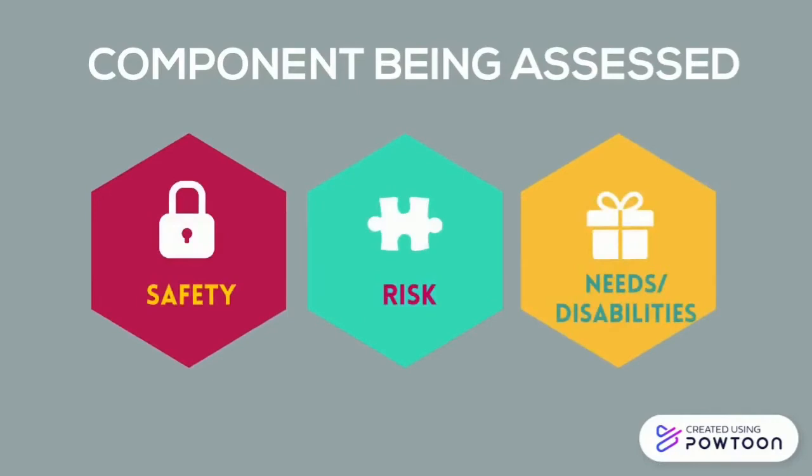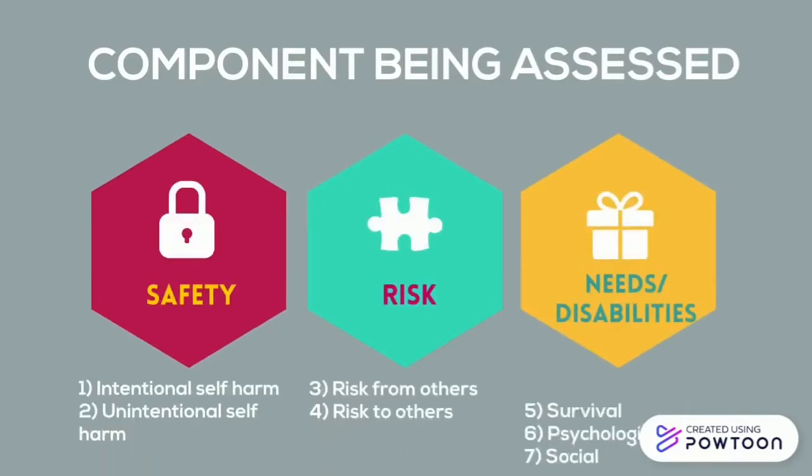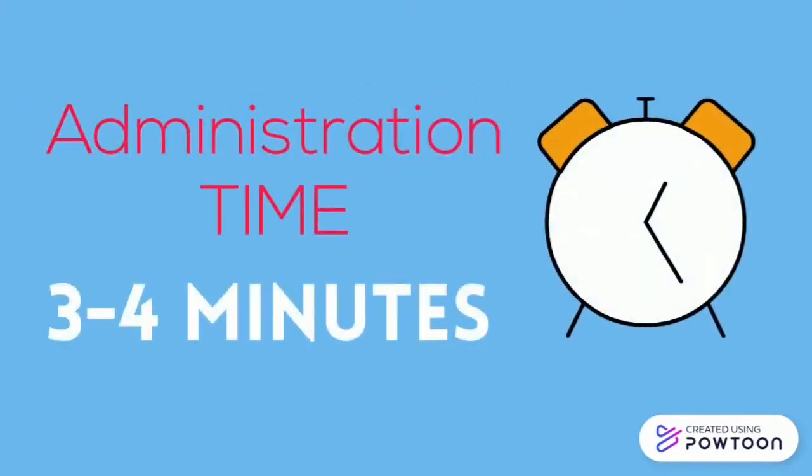The components being assessed are divided into 3 areas and have 7 domains: intentional self-harm, unintentional self-harm, risk from others, risk to others, survival, psychological and social needs or disabilities. It only takes about 3 to 4 minutes to administer.